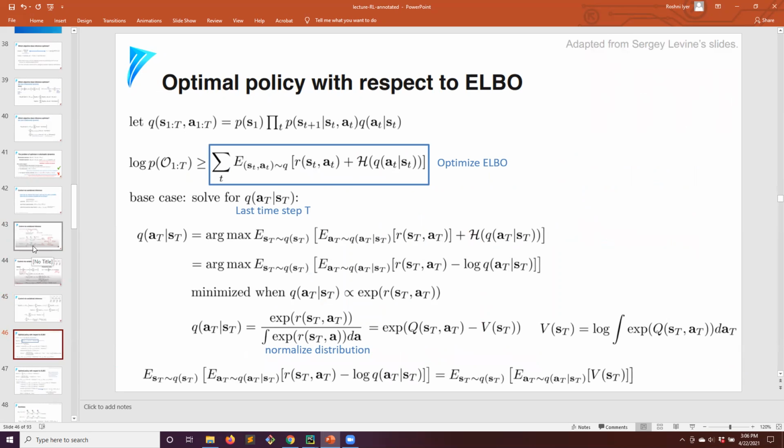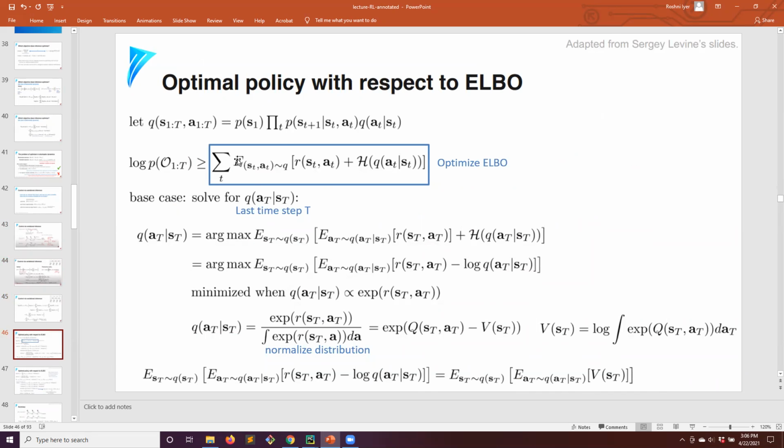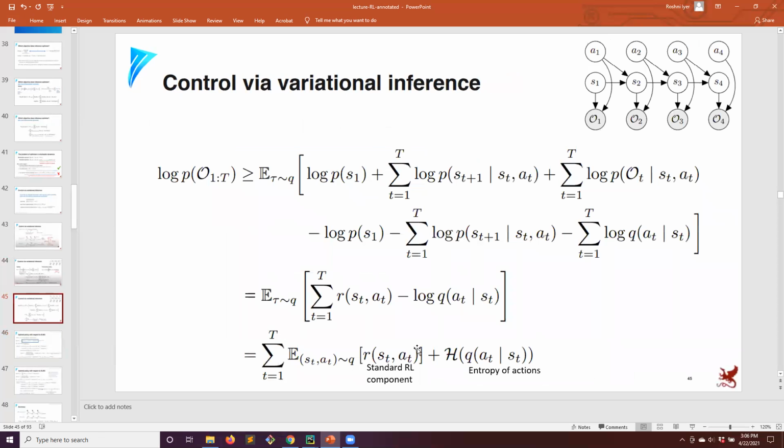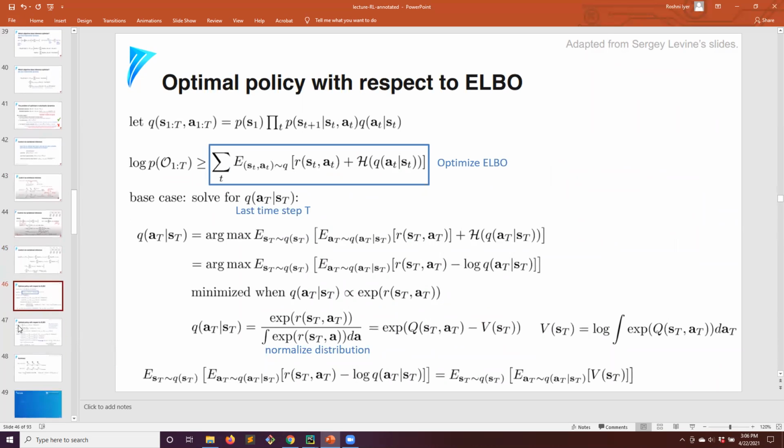Okay, so one thing we saw now, given that we have this, we now are trying to use this in the variational inference setting. So when we want to optimize this, we optimize the evidence lower bound, which is this part here, which we just saw by simplifying it to this expression here. Now for the base case, which is that last time step T, we will derive an expression, and then we will look at all of the previous time steps between 1 to T minus 1.